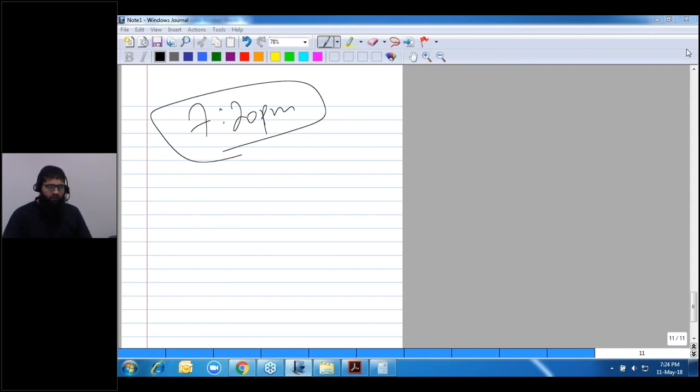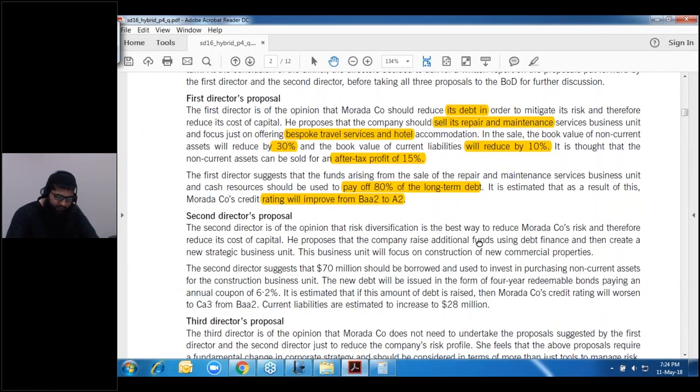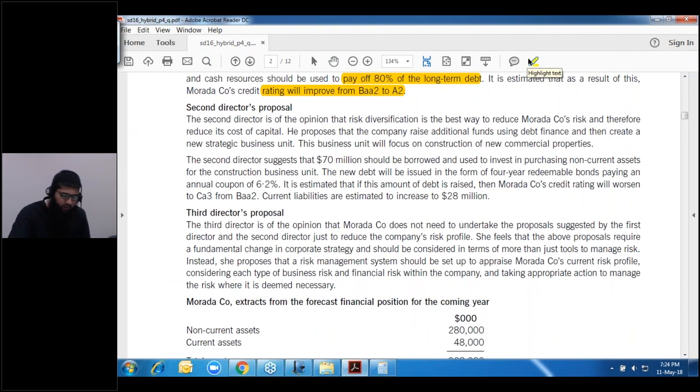And also we have actually calculated the revised cost of equity and the cost of capital after implementing director 1's proposal. And now what we need to do is implement director 2's proposal, and calculate the cost of equity and the weighted average cost of capital. Now let's talk about it.